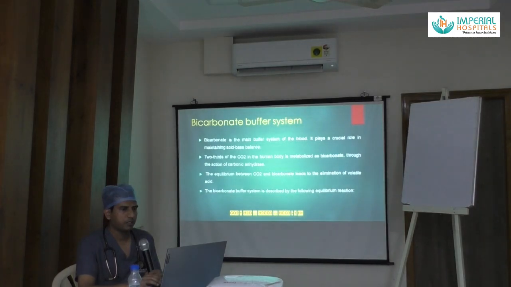The bicarbonate buffer system is the main buffer system in the blood. It plays a crucial role in maintaining acid-base balance. Two-thirds of the carbon dioxide in the human body is metabolized as bicarbonate through the action of carbonic anhydrase. The equilibrium between carbon dioxide and bicarbonate leads to the elimination of volatile acid. The bicarbonate buffer system is described by the following equation: carbon dioxide plus water combines to form carbonic acid, and it dissociates to bicarbonate and H plus depending upon the condition.